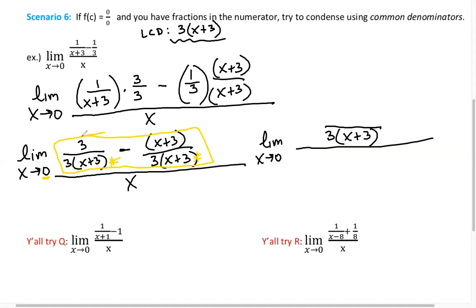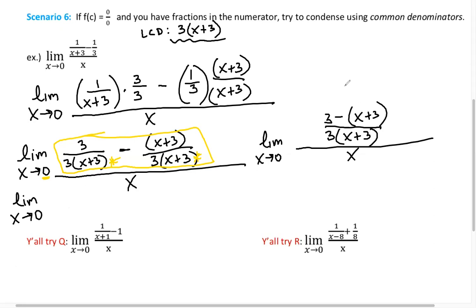So now we have this 3 here, my friends, 3 minus the quantity of x plus 3, all over that x. So we still have division by 0 here. We're not going to have it for long because we are about to do some simplifying. So there's a lot of rewrites here. Now we've got the limit, again, as x approaches 0.